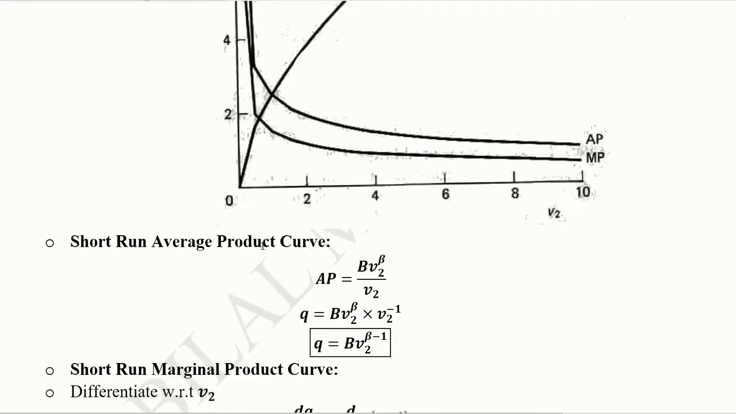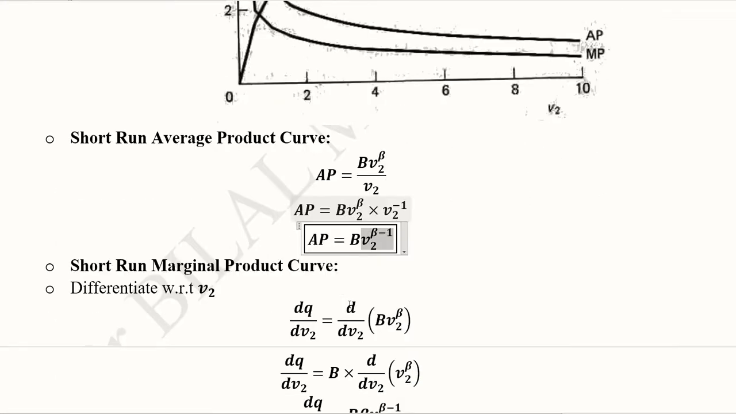Short run average product curve, it looks like this, because in this process we will take the quotient of the production function with the variable input, that is V2, and when we divide it, simply by simplifying it, we can get this form which shows the average product curve, and it is equal to this term.